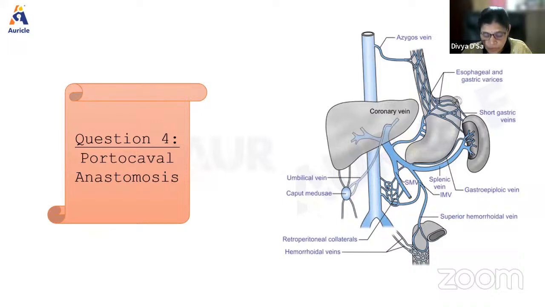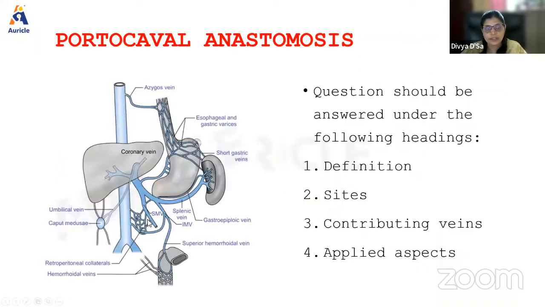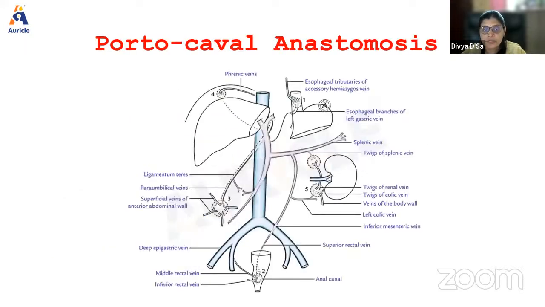Coming to portocaval anastomosis, this is one more commonly asked question which you need to know. As the name says, it is the anastomosis between the tributaries belonging to the portal system and those belonging to the venacaval system, that is, the portal and systemic veins. You should know the sites where this anastomosis happens, which veins contribute there, and the applied aspects. These are the different sites.